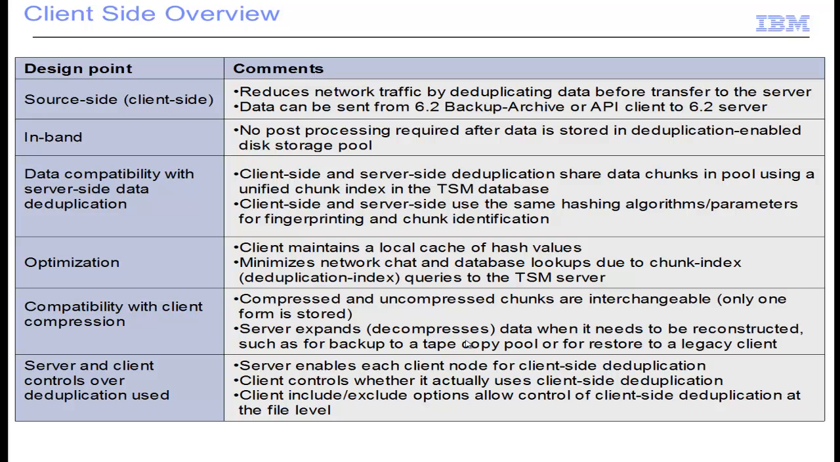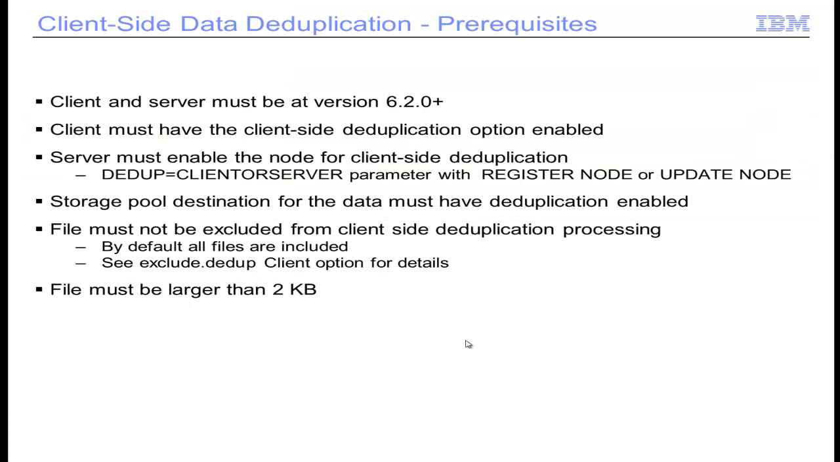It is optimized by having this local cache store the most recent hash table so that you don't constantly have to be communicating with the TSM server to identify a dedupe match. If you only want some of the files on your client to be deduped, that's fine. You can use an include-exclude list to control which files are deduped. And we are compatible with client compression. Your TSM server and your TSM client have to at least be at version 6.2 or above.